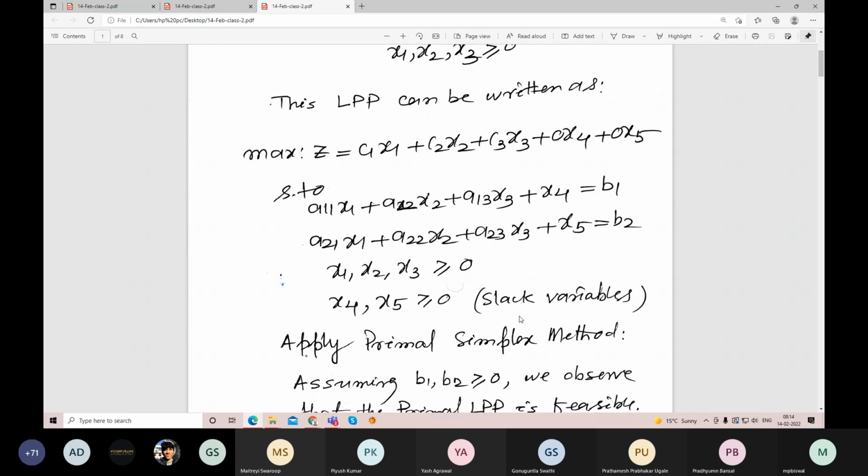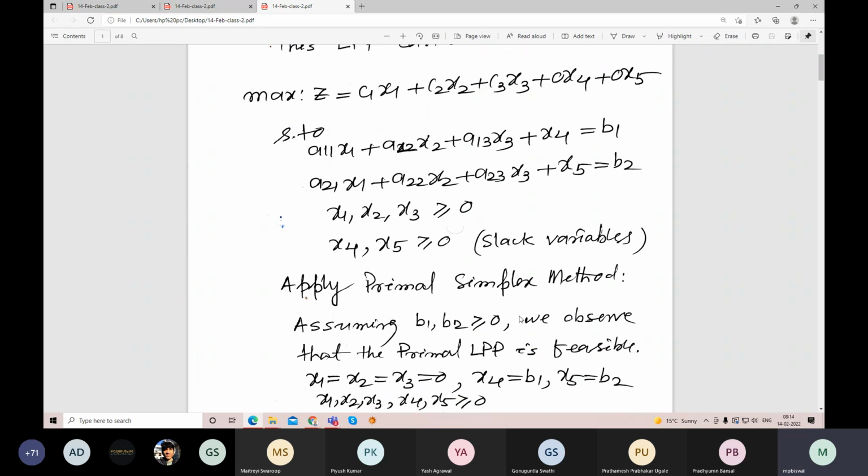So what do you do? Now, assuming B1, B2 are non-negative, we have added slack variables X4 and X5. It was an inequation, and after adding them it becomes an equation. So how many equations and how many variables are there, if you are talking about the basic feasible solution? Yes, there are 3 plus 2, 5 variables. So how many equations?